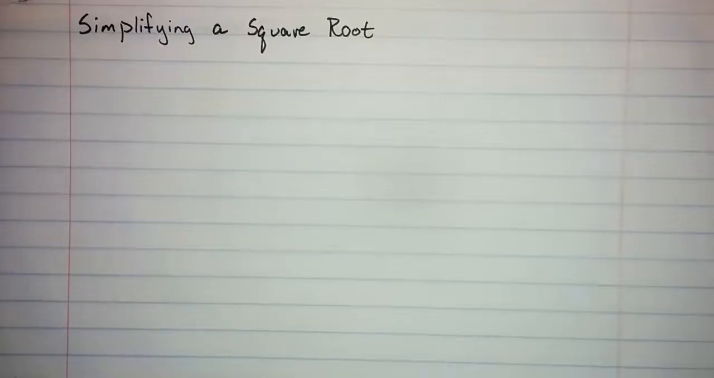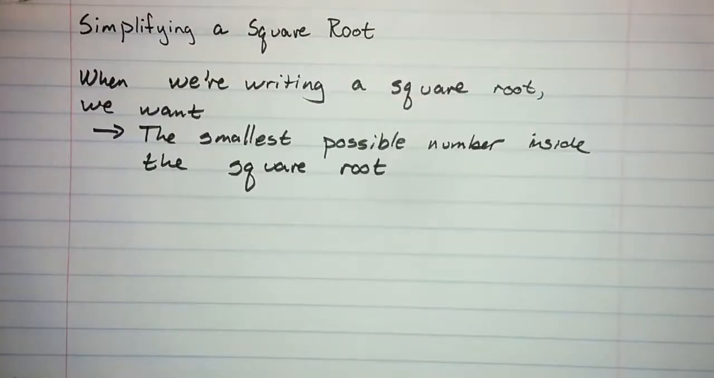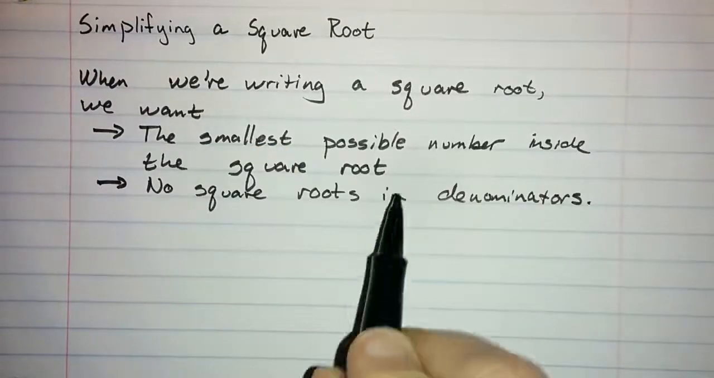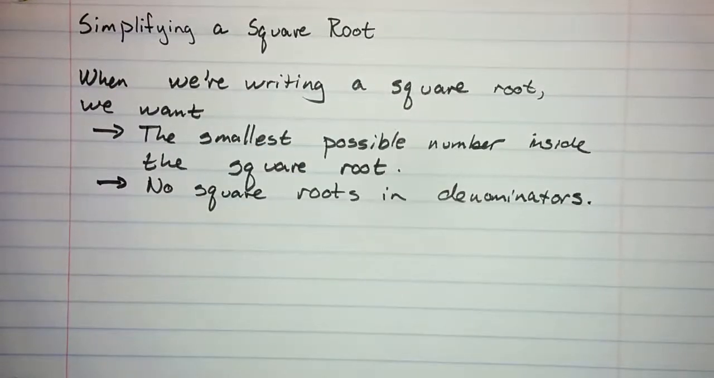We're going to be meeting a lot of square roots as we work with quadratics. Let's take a moment and recall how we write a square root in the nicest possible way. What do we mean by the nicest possible way? When we're writing a square root, there are two things we want. We want the smallest possible number inside the square root, and we want no square roots in denominators.